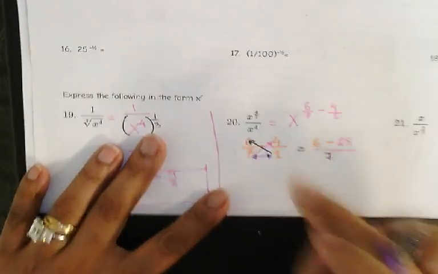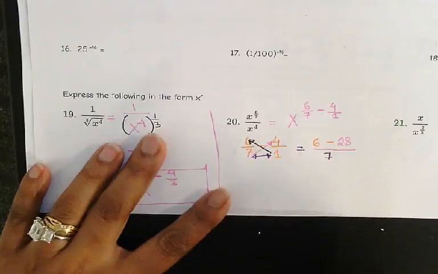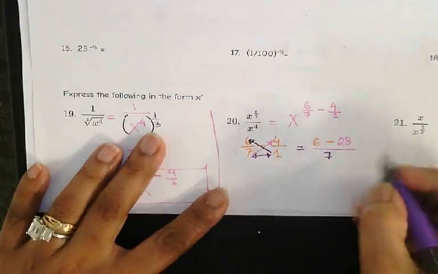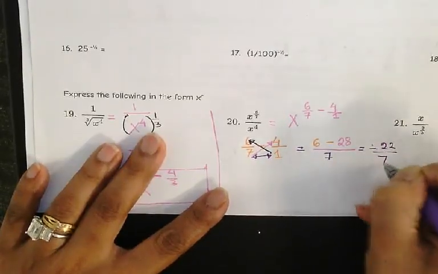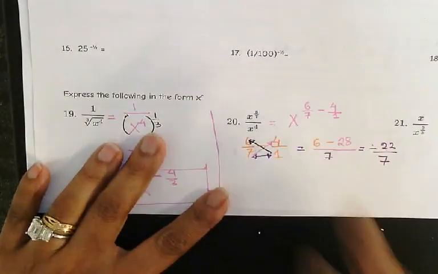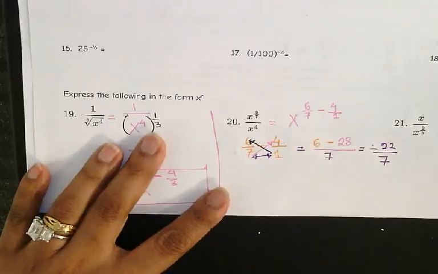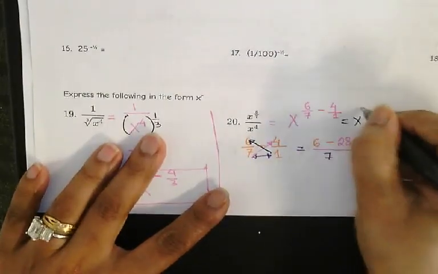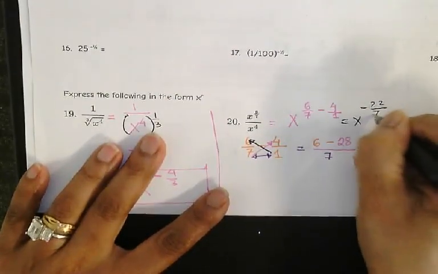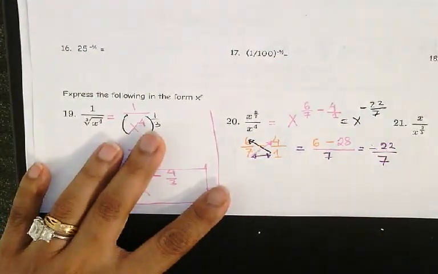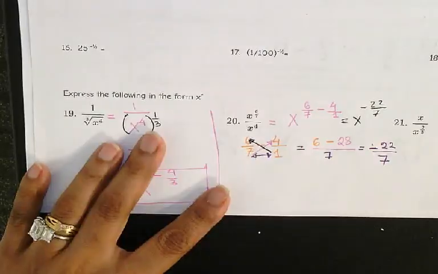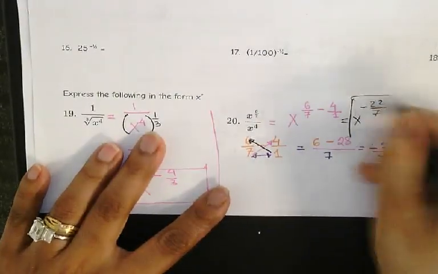What do we get on the top? Negative 22 over a 7. That's your value over here. So it's going to be x to the power negative 22 over 7. That's your answer.